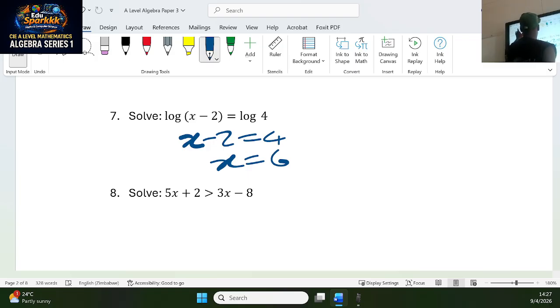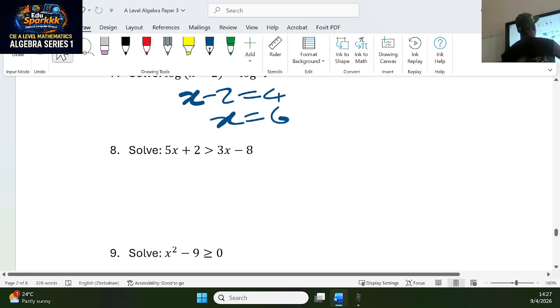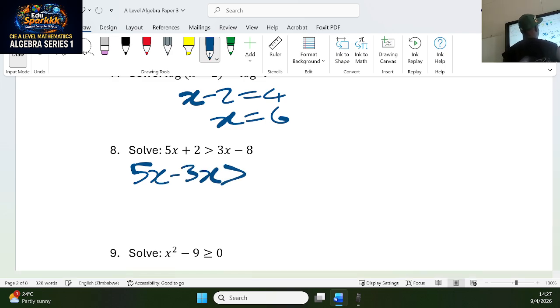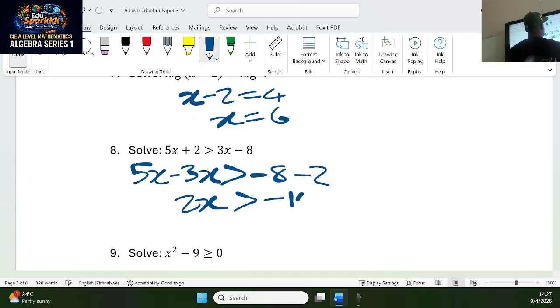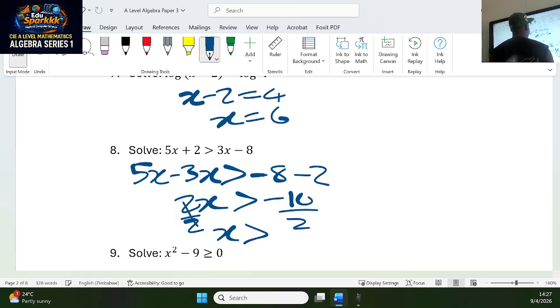Still moving, we now have inequalities. The first part is linear, where we group like terms together. So we end up having 5x minus 3x greater than minus 8 minus 2. In the end, we have 2x greater than minus 10. And when we divide both sides here, we end up having x greater than minus 5.